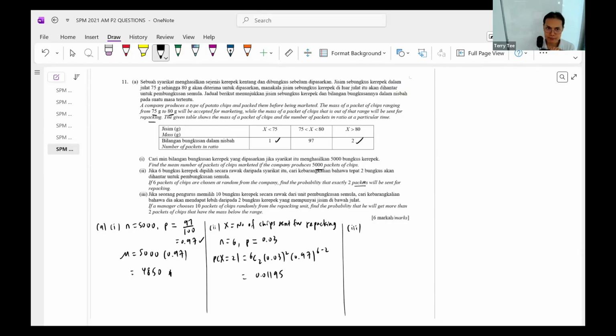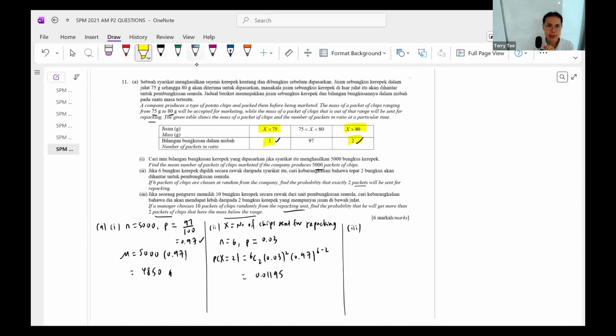Now let's look at Roman 3. If a manager chooses 10 packets randomly from the repacking unit, find the probability he will get more than 2 packets of chips that have a mass below the range. Okay, do you understand this question? This is actually called conditional probability. Because indirectly, yeah. So guys, the manager chooses 10 packets from where? Repacking. Which one is sent for repacking? Hey, guys, which part is sent for repacking? This.